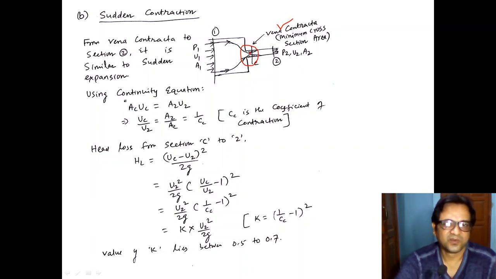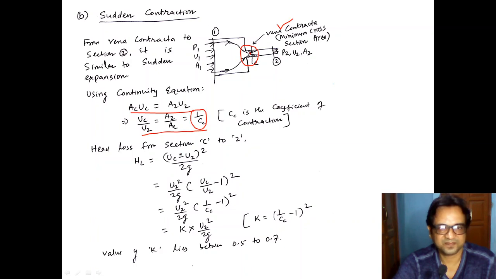We can use the continuity equation between the vena contracta and the outlet or exit. So AC UC equal to A2 U2, so UC by U2 equal to A2 by AC. Here at the vena contracta, we can use a coefficient of contraction, which is the ratio of area at C divided by area at 2. So AC by A2 is CC, the coefficient of contraction. So the velocity ratio we can express in terms of the coefficient of contraction.